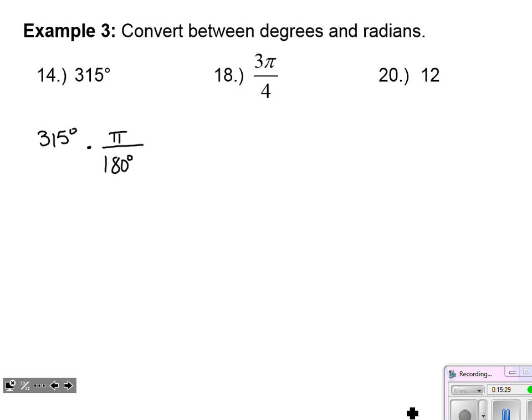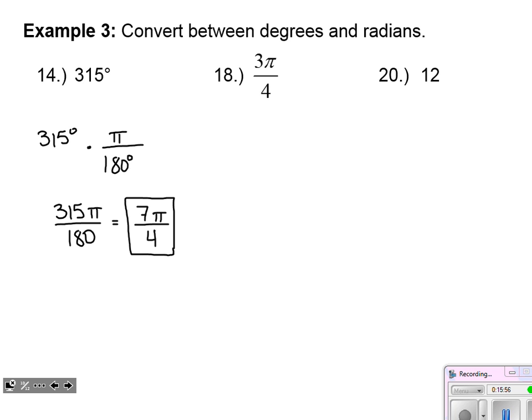So if I do this, my degrees as units, kind of like dimensional analysis in chemistry, I would get the fraction 315 pi over 180, and then I can simplify. 315 and 180 are both divisible by 45. Yeah, so I get 7 pi over 4. We just simplify the fraction.